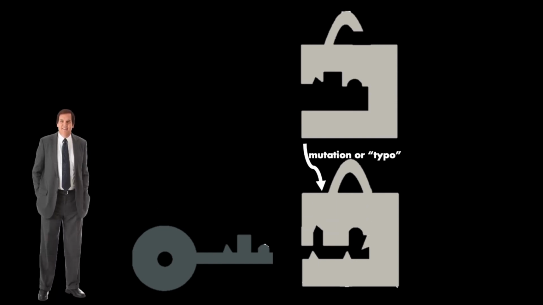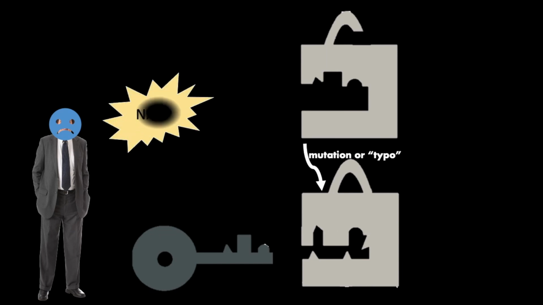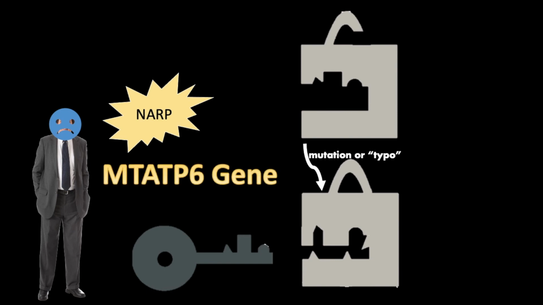Because Bob is not able to produce as much ATP, he will feel very weak and tired. He will develop neuropathy, ataxia, and retinitis pigmentosa. This is also called NARP syndrome, and Bob got it due to a mutation in his mitochondrial MTATP6 gene.